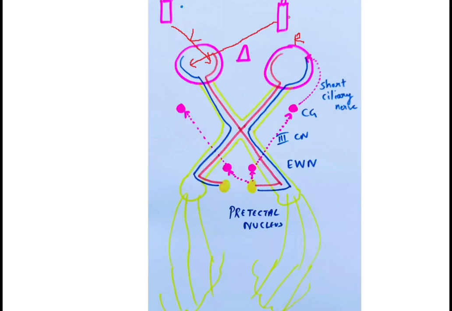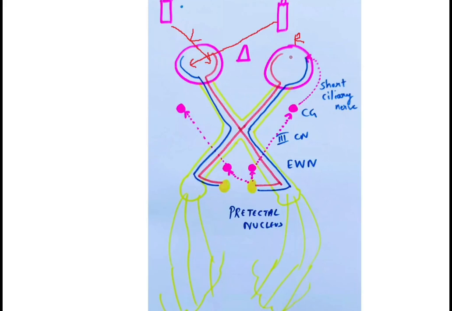For example, you put a torchlight into your right eye. It travels via the right optic nerve, the optic chiasma, the right optic tract, and goes to the right pretectal nucleus. From the right pretectal nucleus, it goes to the right side Edinger-Westphal nucleus via the third oculomotor nerve. The right third oculomotor nerve ends in the ciliary ganglion. The short ciliary nerve goes and causes constriction of the pupil. So this is the pathway for the direct light reflex, meaning you put a torchlight into the right eye and the right pupil constricts.